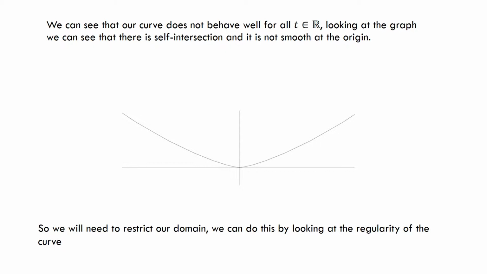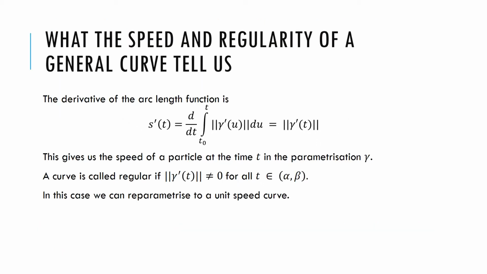So, to do this, we can look at the regularity of a curve. Using the arc length function, which tells us the length of a path on any given curve, we can then find the speed of a particle travelling along said path for any given time t. Furthermore, a curve is said to be regular if the speed is not equal to 0, i.e. the particle is not stationary. In this case, we can proceed to finding a unit speed curve.